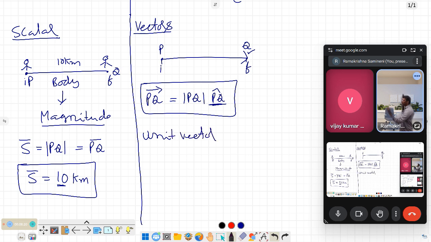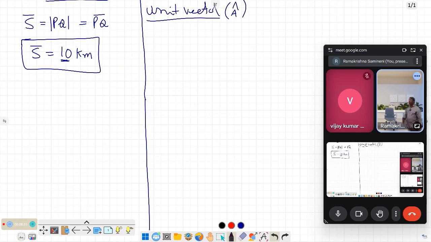That's why we are discussing it initially. A unit vector we represent with a cap. One magnitude, we are indicating with a cap. Suppose if A is the vector, we indicate the unit vector as A cap. If B is the vector, B cap, like that. What is a unit vector? This is most important. If you understand this clearly, you can do most of the problems in vectors.